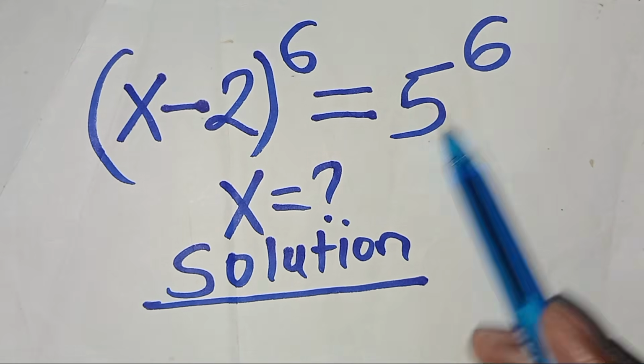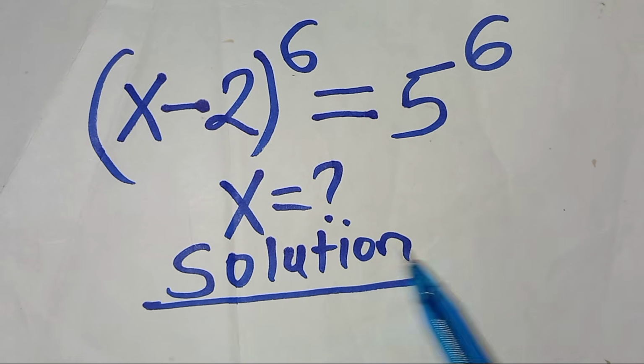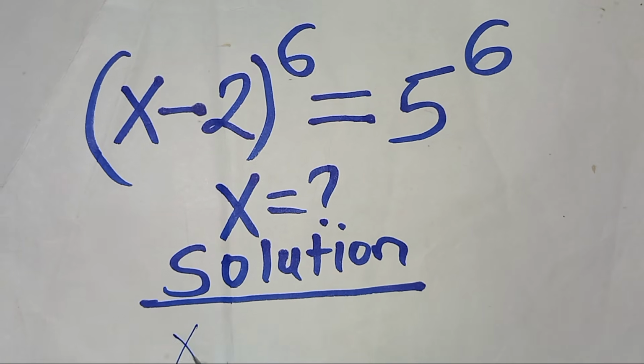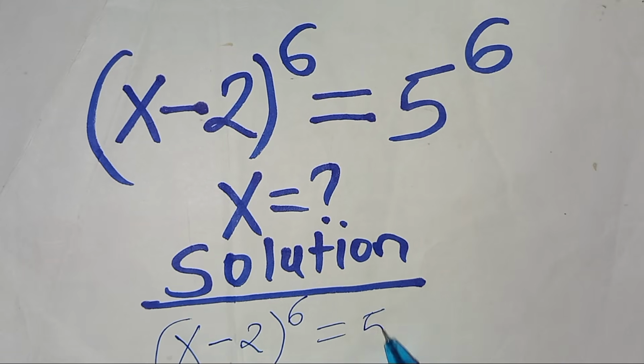Given this algebra problem, (x - 2)^6 = 5^6, what are the values of x? Now, solution: we have that (x - 2)^6 is equal to 5^6.